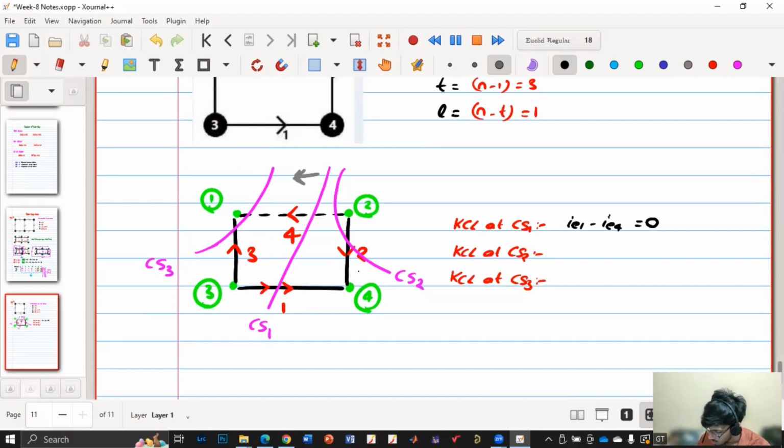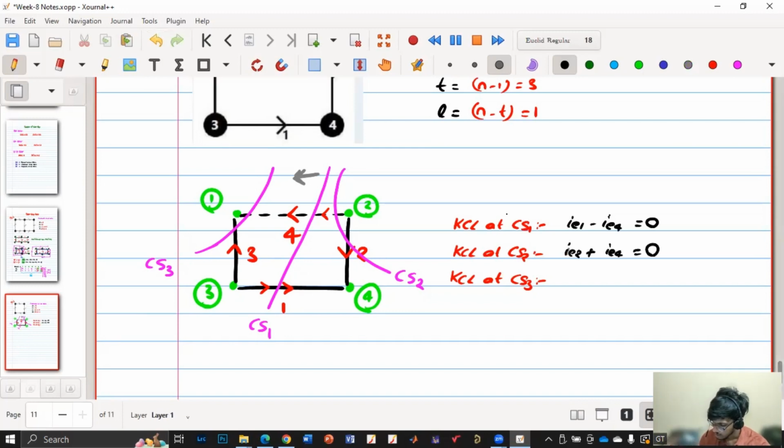Now at cut set 2, also we can consider this region. Here the current direction is like this, here the current direction is like this. So now tell me what is the equation at cut set 2? We are considering this region. Sir, IE2 plus IE4 is equal to 0. Yeah, you are right. Others are also following, right? IE2 plus IE4.